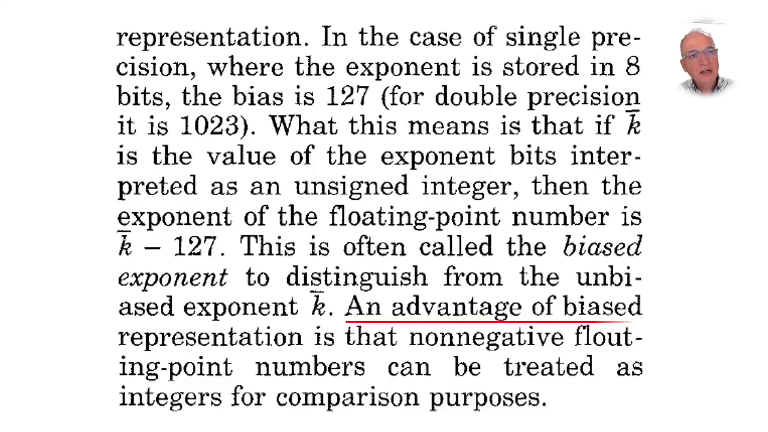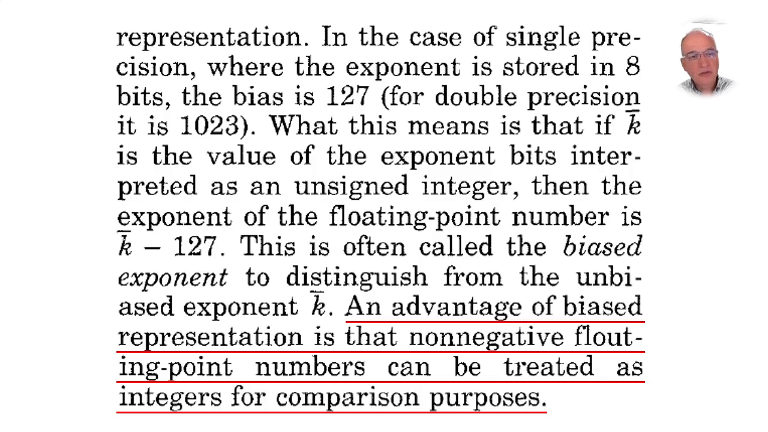So I searched for bias, and sure enough, I found the answer. The answer is that an advantage of this bias representation is that non-negative floating point numbers can be treated as integers for comparison purposes. So that is the main reason why we use the bias exponent instead of using a two's complement. So let's illustrate this issue of comparing two numbers in floating point representation with one example.